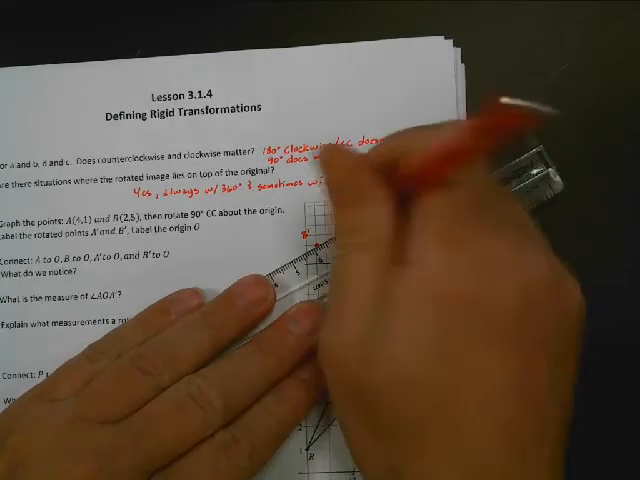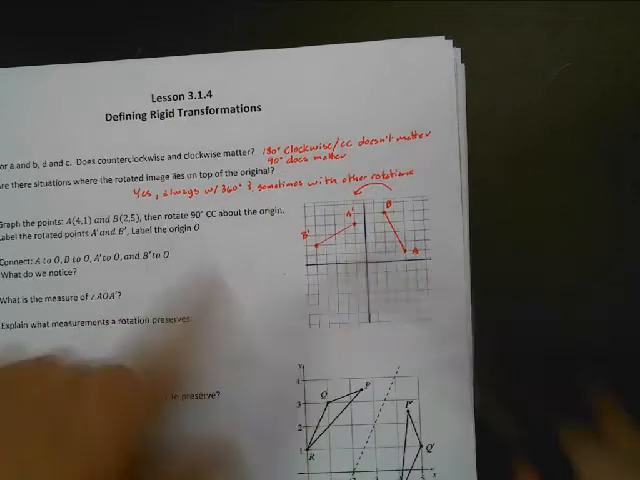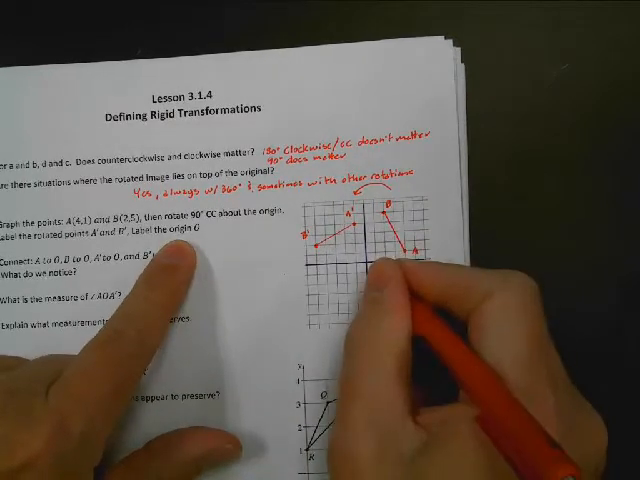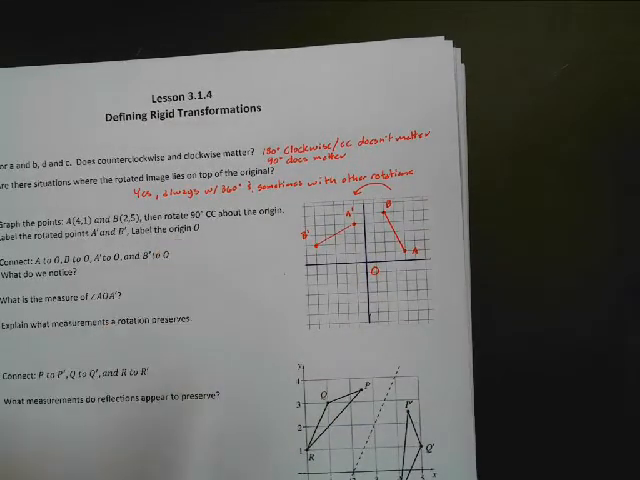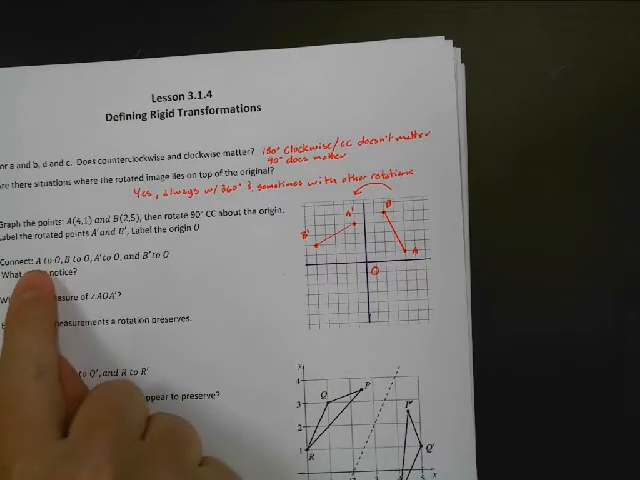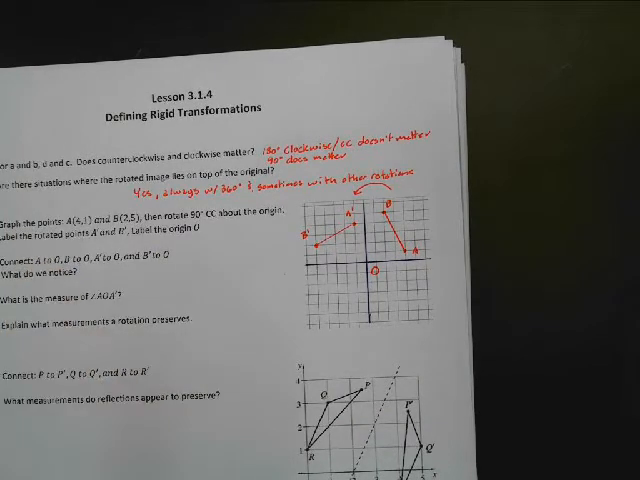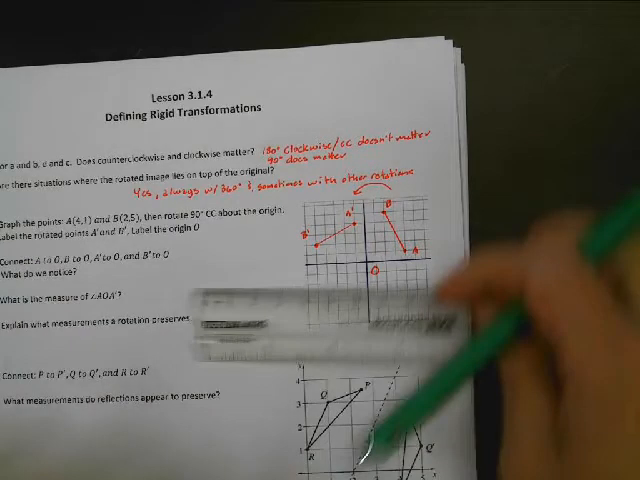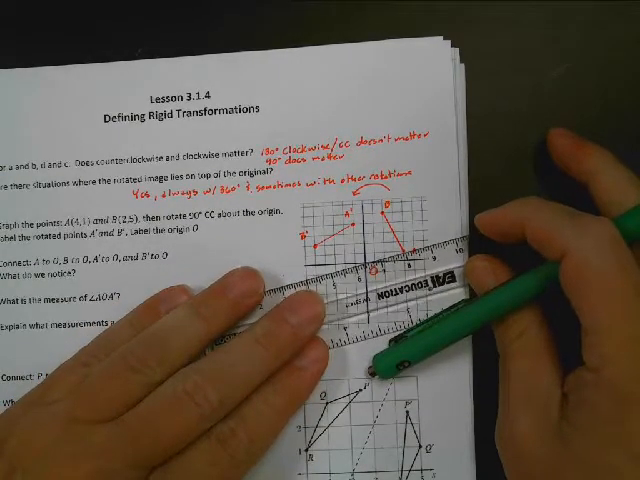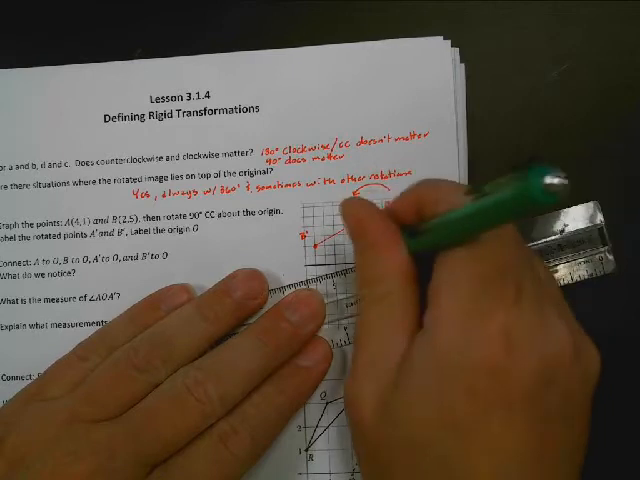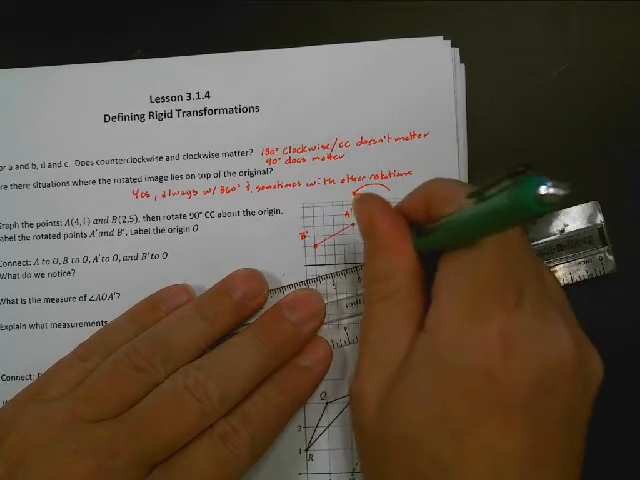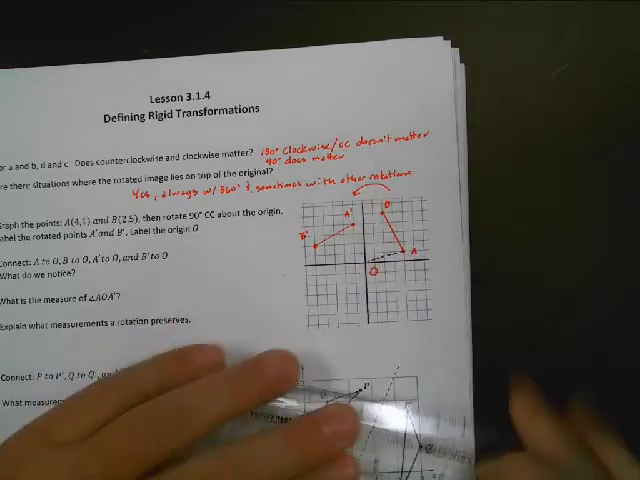All right. Done. And it says label the origin O. There's O for origin. All right, so it wants us to connect A to O. I'm going to use different colors for this. So A to O, I'm just going to make a dotted line here. So A to O is that.